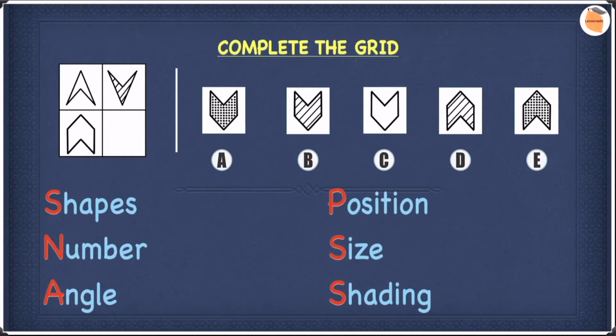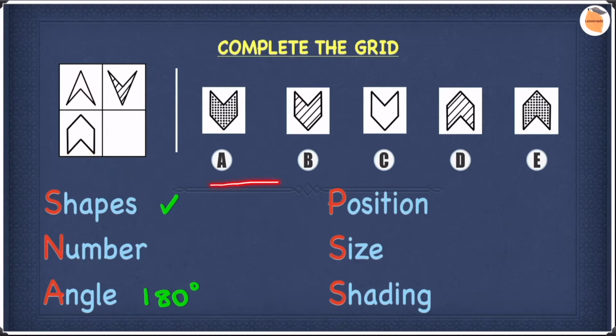For this example, let's start off by looking at the similarities and the differences between the top two shapes. In terms of the similarities, they're both the same shape. And in terms of differences, the angle is different. The shape on the left has been rotated 180 degrees to get to the shape on the right. So for our question, this shape must be rotated 180 degrees to get our answer.